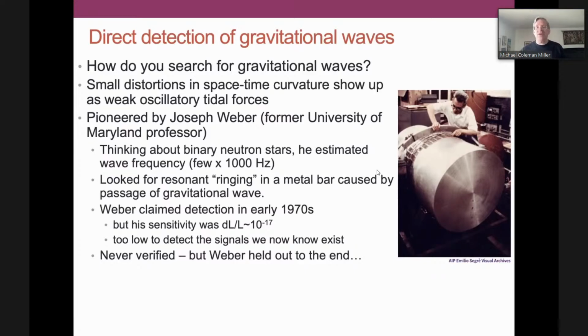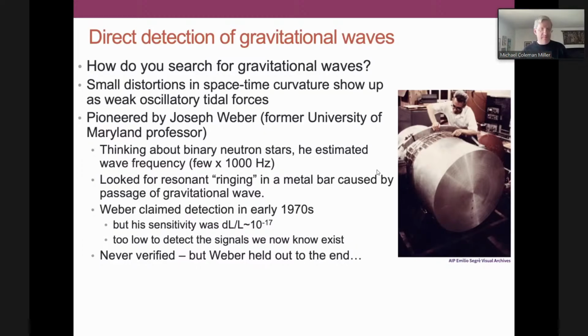Now, the idea here is that if you think about binary neutron stars spiraling together, he estimated that near the very end, the wave frequency would be perhaps a few thousand hertz. If that frequency happened to be the resonant frequency of, in this case, an aluminum bar, then it would amplify the signal dramatically, and he hoped to be able to measure the oscillations of the bar. And indeed, in the early 1970s, even the late 1960s, he actually claimed detection. He claimed a number of other detections along the way as well.